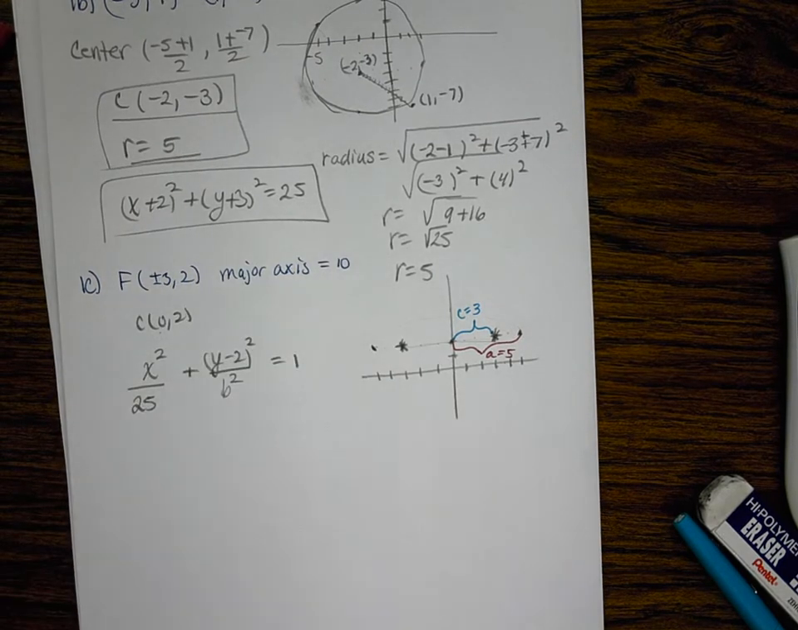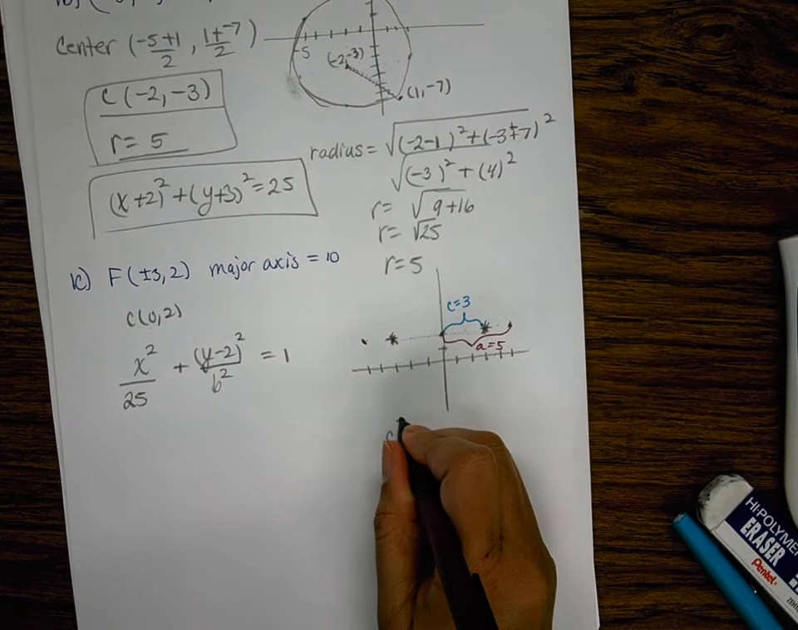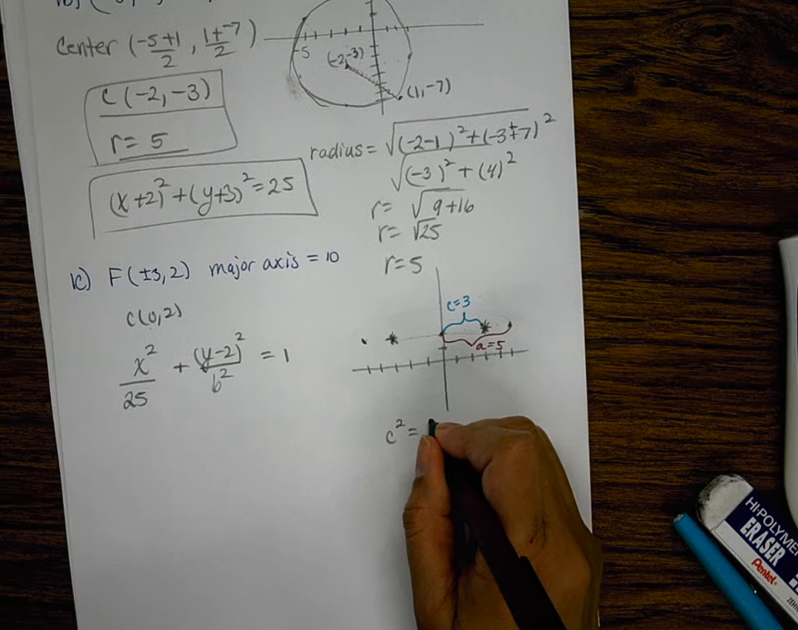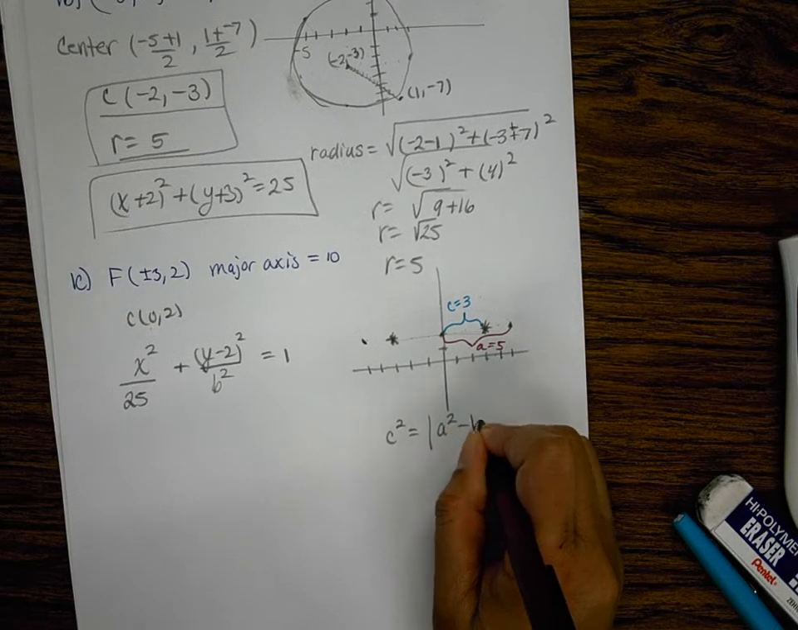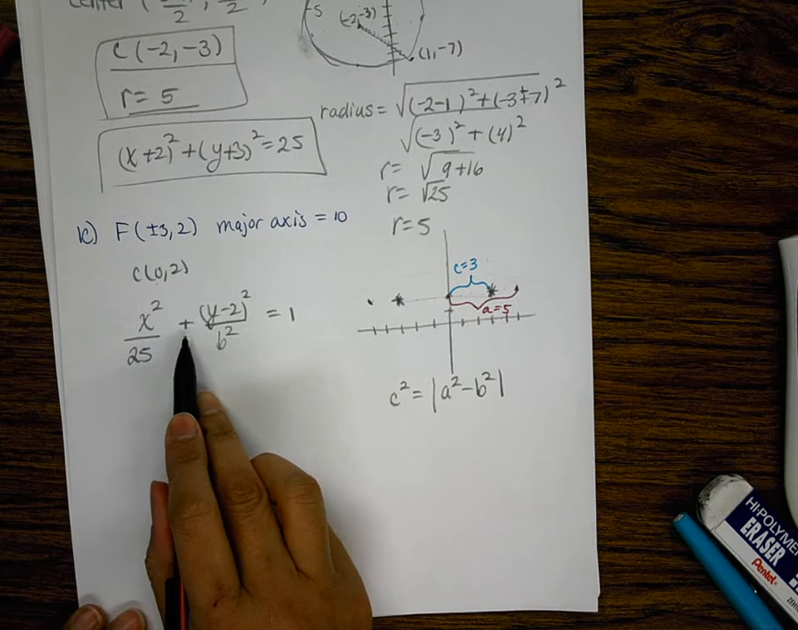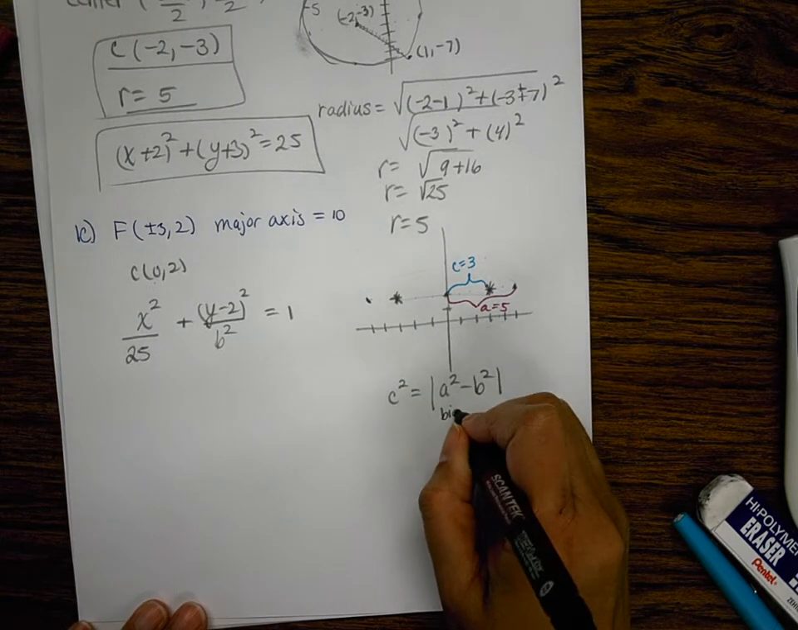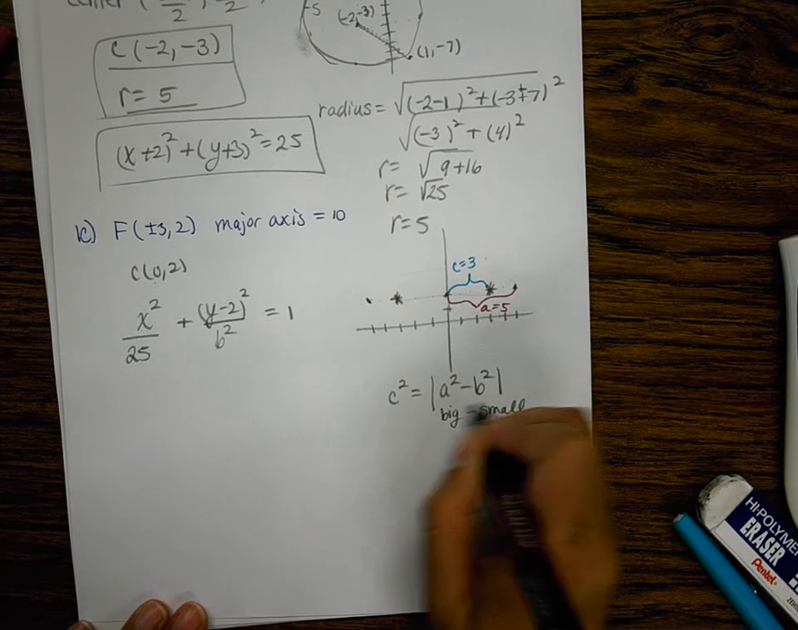I don't know what it is yet, but I'm going to find it. Since I have A and C, I can use my formula. C squared equals the absolute value of A squared minus B squared. And I know it's minus because it's the opposite of this sign here all the time. Now I'm just going to do big minus small, so I don't have to worry about the absolute value.